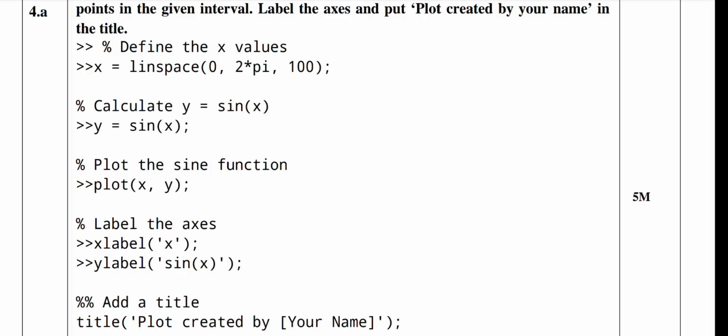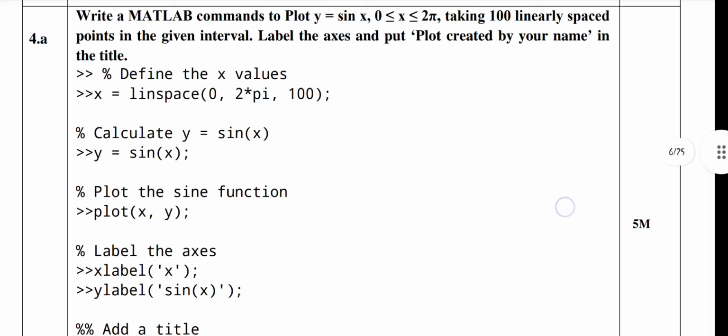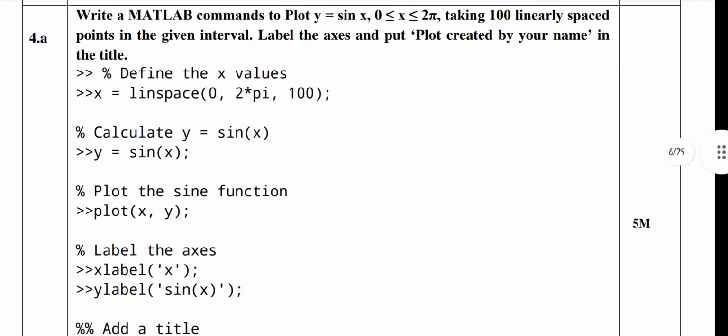The first comment defines the x values. So x is taken as a variable and given linspace of 0 to 2 pi. The values go from 0 to 2 pi, and 100 points are given, so we have to give 100 linearly spaced points. Then calculate y equals sine of x. The x values must be given from 0 to 2 pi with 100 points.